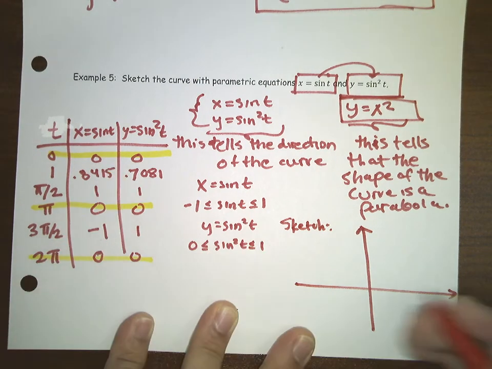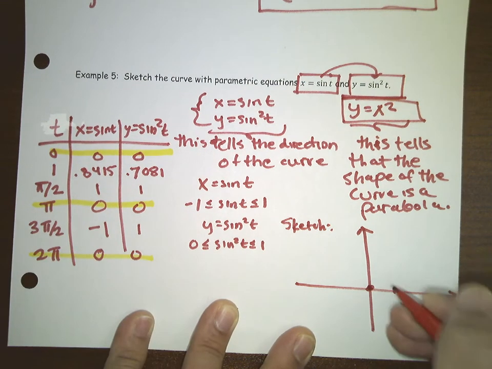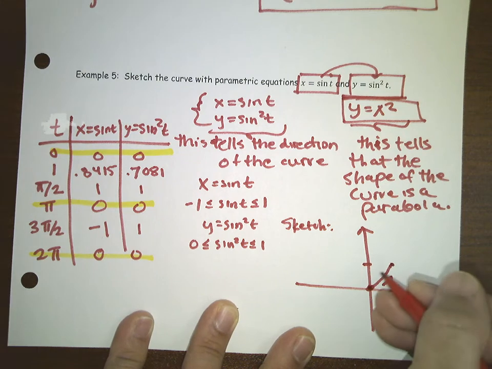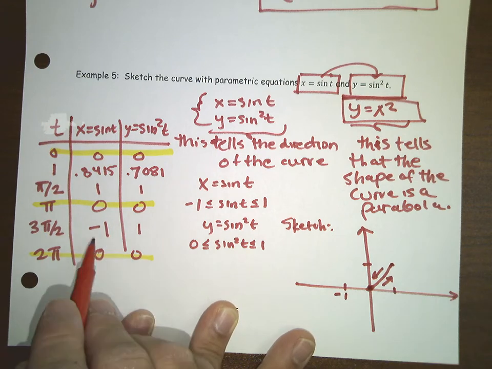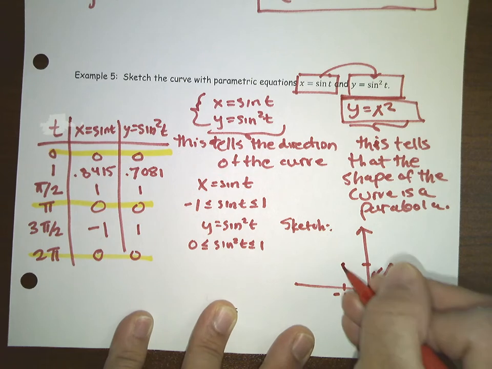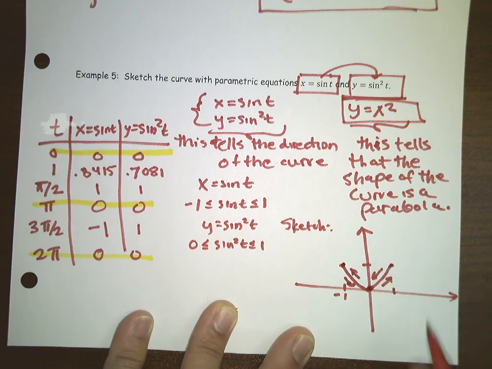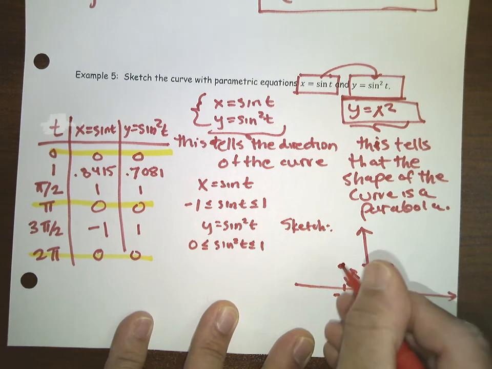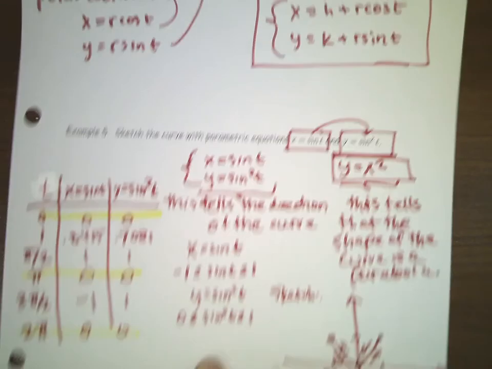So if I start at 0, 0, and then I have 1, 1, I notice right here that I went this direction. And then I had to go back to 0, 0, and then over to negative 1, 1, and then back again. So this is what this graph looks like. It's going back and forth, back and forth, and it loops just along this part of the parabola. All right, so there you go. What a time to be alive.